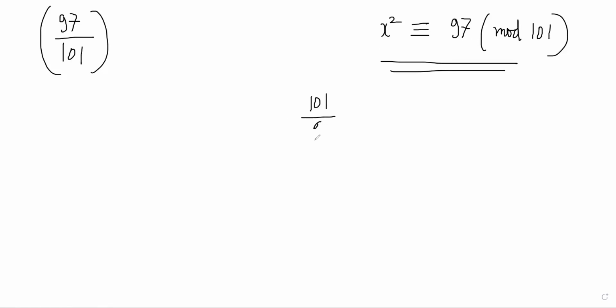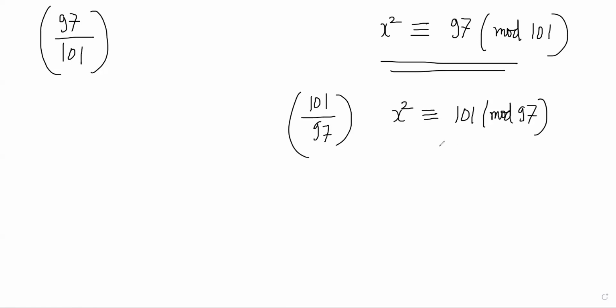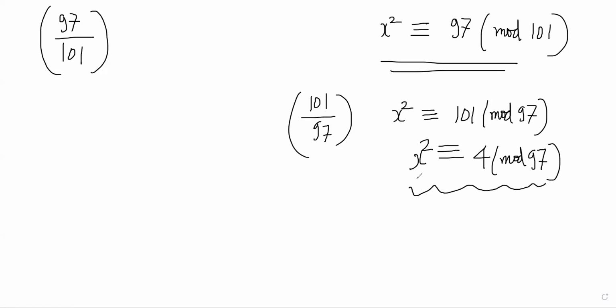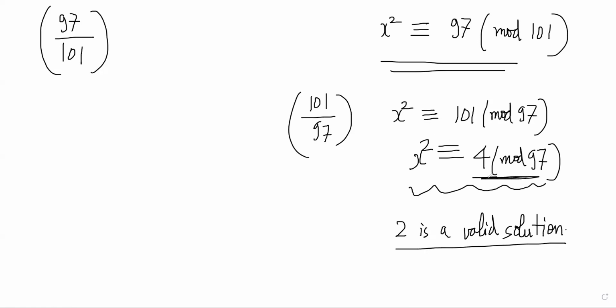Let's find out 101 over 97. So is there a solution to x square congruent to 101 mod 97? That is pretty simple, because 101 mod 97 is 4 mod 97, right? So x square congruent to 4 mod 97, you can immediately say 2 is a valid integer solution, right? So 4 is a quadratic residue mod 97, so 101 is a quadratic residue mod 97. Therefore the answer for this Legendre symbol is +1, right?